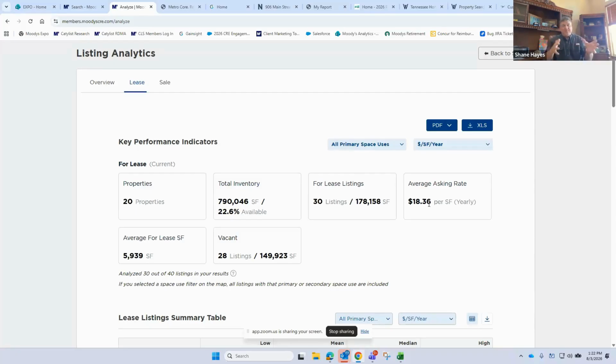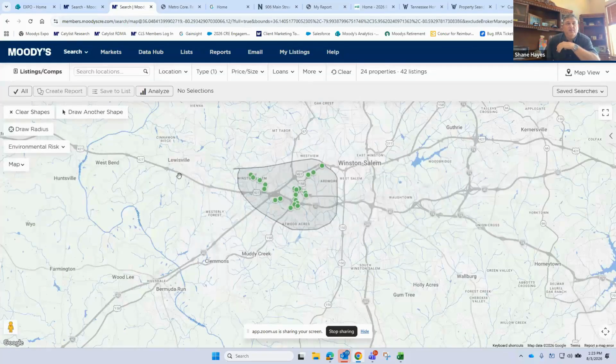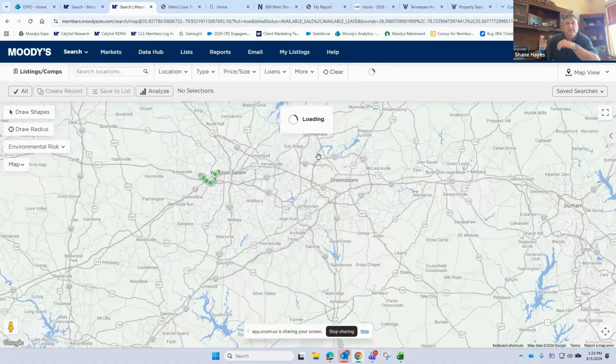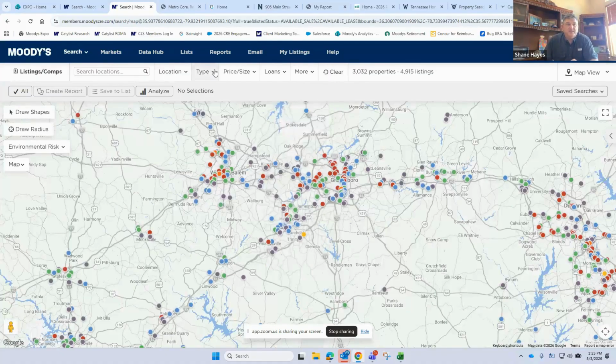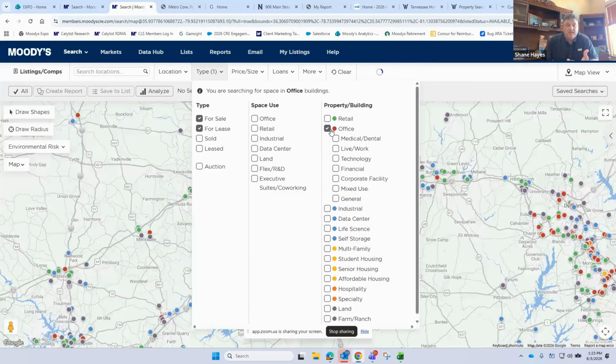So you can see the gap and the difference between where I was looking down at Thomasville. I think that was $13.03 a foot roughly. And up here on this part of Winston-Salem is $18.36. This is something you would use, I would think, more frequently, because it's going to give you the ability, again, I'm going to scroll back out and clear this, to select whether you want for sale or for lease or both, the asset class you want.